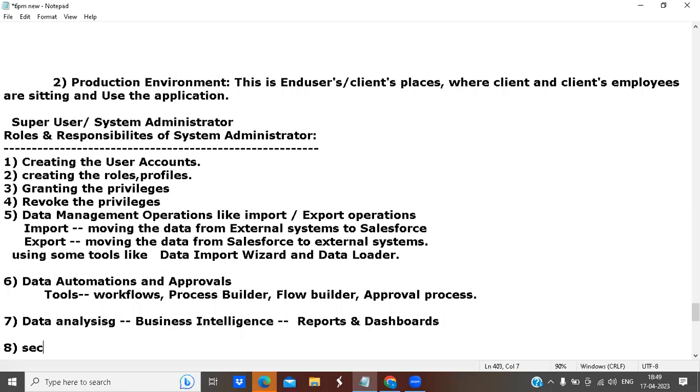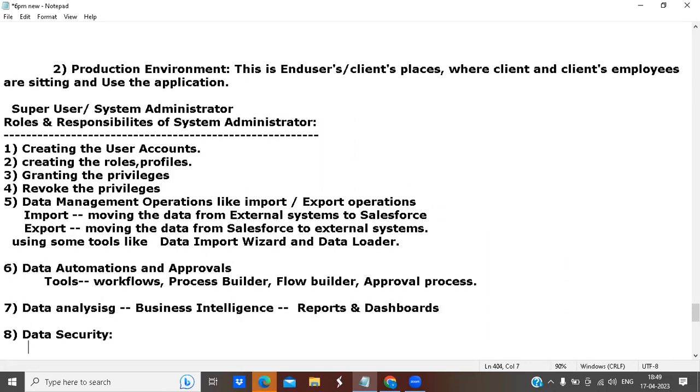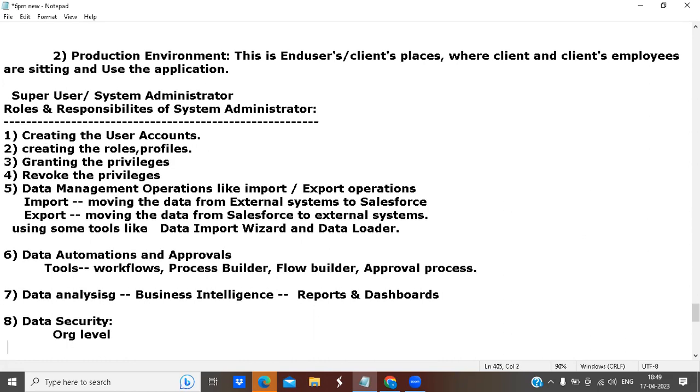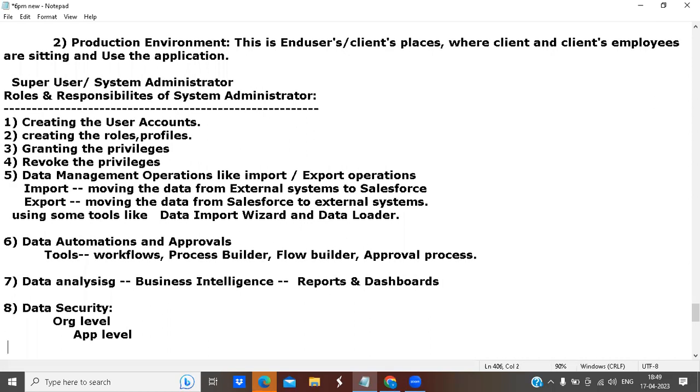And the most important, essential aspect of a system administrator is data security. What is this? Data security. It's the most important, crucial job of a system administrator in the company. So data security has different levels: org level security, then app level security.